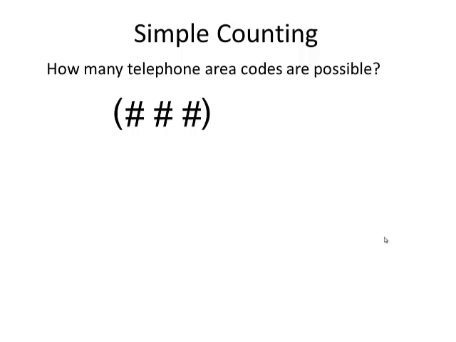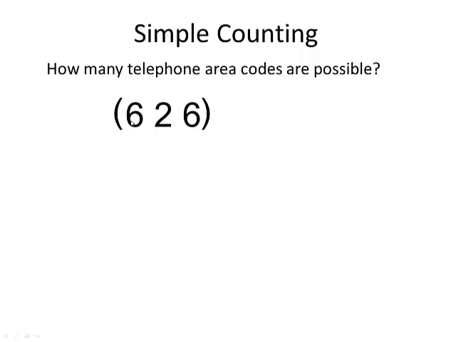Well, let's say our area code here is 626. How many total area codes are possible? Well, you can have 1 of 10 digits in the first position, 1 of 10 digits in the second position, and 1 of 10 digits in the third position. This is not including any exclusions. And of course, there are exclusions.